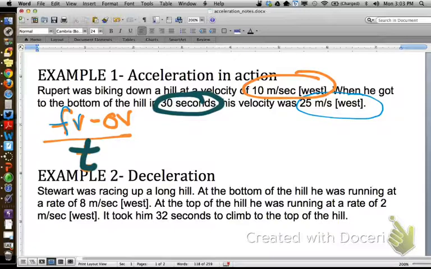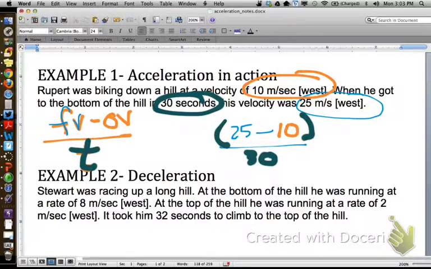And so we have our final velocity, 25, minus my original of 10, divided by 30 seconds. Now I just simplify. I have this in my brackets here. I'm going to simplify that to 25 minus 10. That's 15. That's a difference of 15 meters per second over the course of 30 seconds. And that's going to equal 0.5.